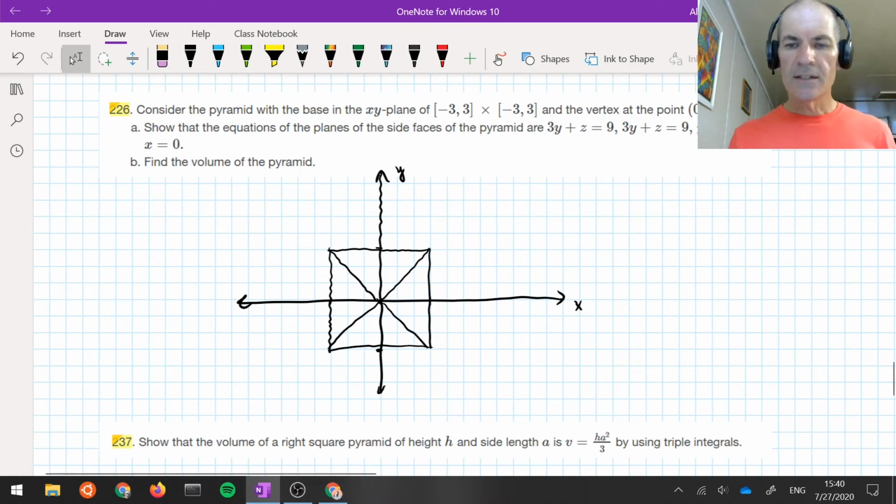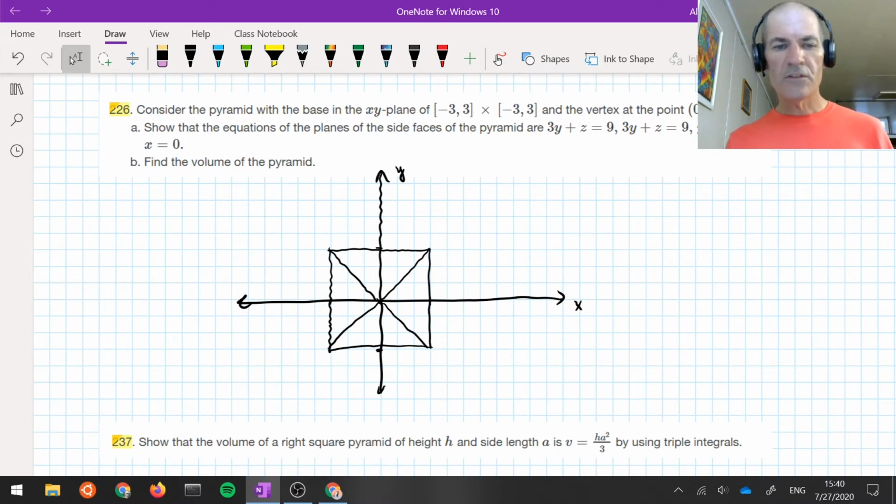The book, there's a typo here. The book says, show that the equations of the planes of the side faces of the pyramid are given by these. Only one of these is correct, and we'll see which one of them is correct in a moment. The rest of them are all just typos. So I've sent a correction to the textbook authors. Hopefully it'll be fixed in the near future.